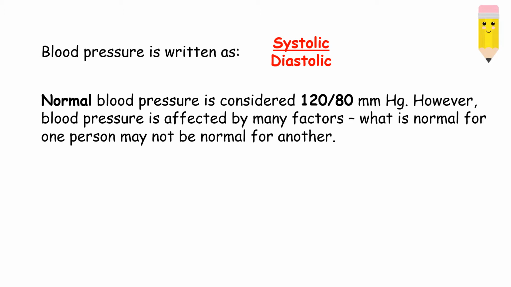Now, normal blood pressure is considered 120 over 80 millimetres of mercury, and that's how you'll hear blood pressure values related. So 120 over 80, 130 over 70, and so on and so forth. However, blood pressure is affected by many different factors, and what is normal for one person might not be normal for another.